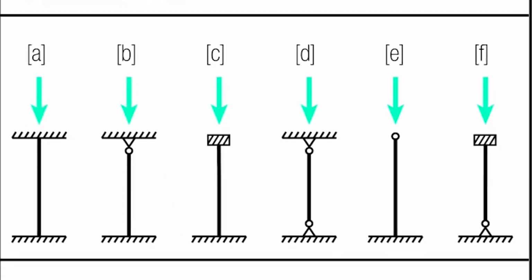These end conditions are: A, fixed at both the ends; B, fixed at one end and hinged at the other; C, fixed at one end and translation free at the other. That means the other end can move in a horizontal direction. D, hinged at both the ends. E, fixed at one end and free at the other end. F, hinged at one end and translation free at the other end. How do these end connections and end conditions behave?